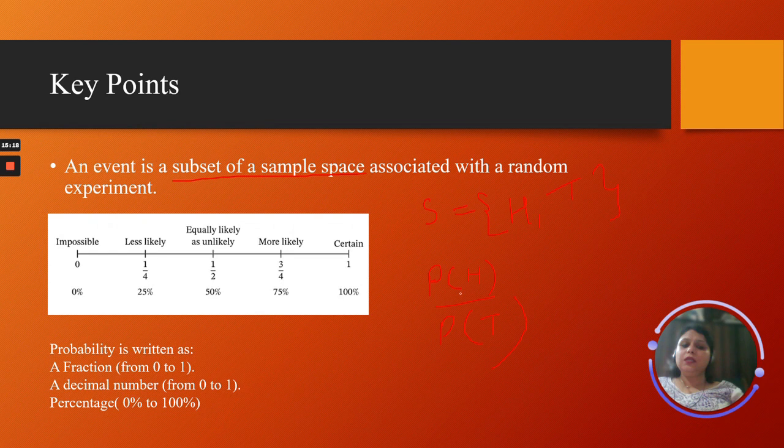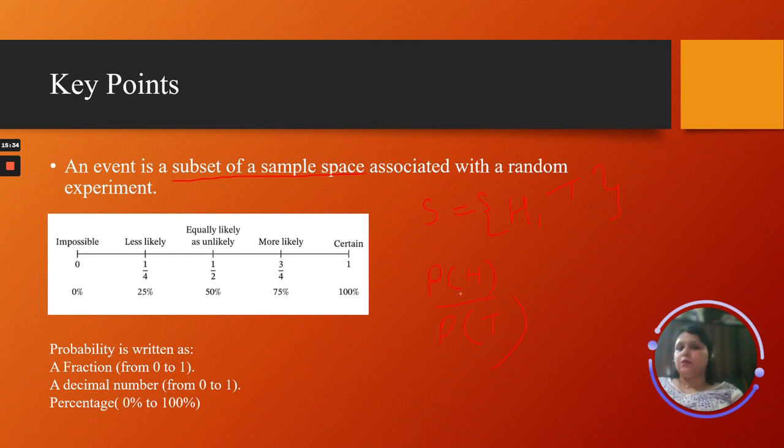Further, probability values can be defined as a fraction. We can write the probability as a fraction. We can also mention the probability in terms of percentage, as this is representing the possibility of an event, right?